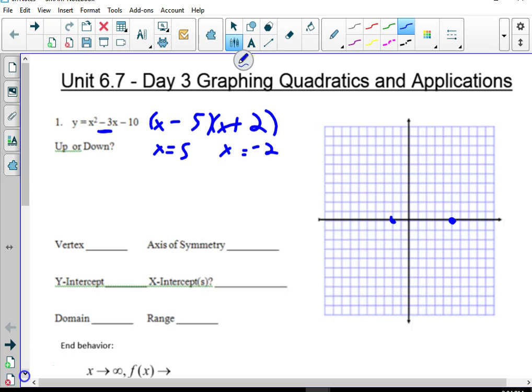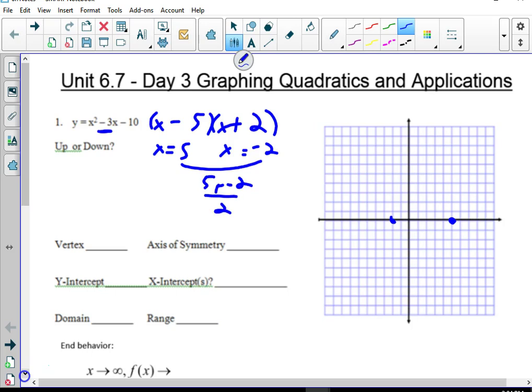Now, there are 2 ways to go about this. If you know the x-intercepts, there's a shortcut. You can find the axis of symmetry from just finding the middle of those two. You don't have to do the opposite of b over 2a. You can just find the middle: 5 plus negative 2, divided by 2.